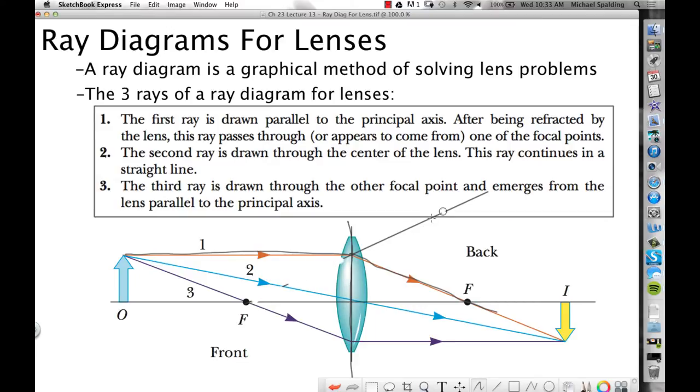So that would be what? Is that converging or diverging? That's diverging. So you're not going to use the left focal point here. You use the right focal point because it's a converging lens. Okay, let's look at this ray, ray number three.